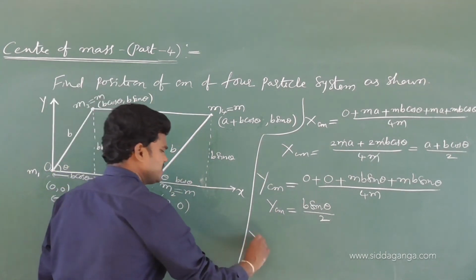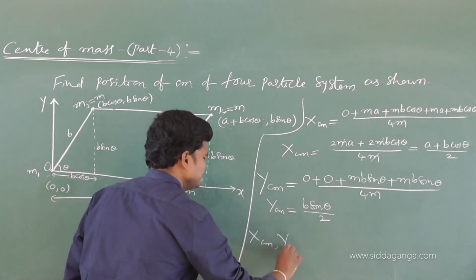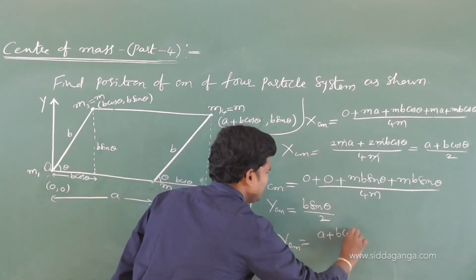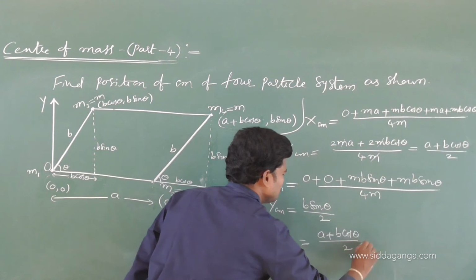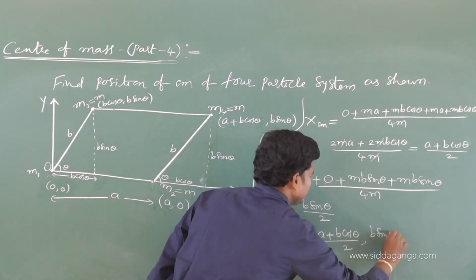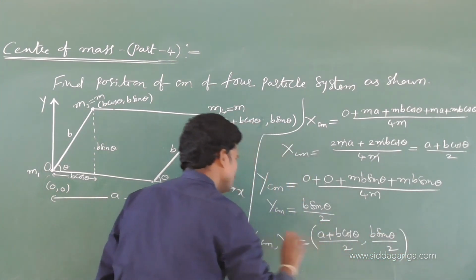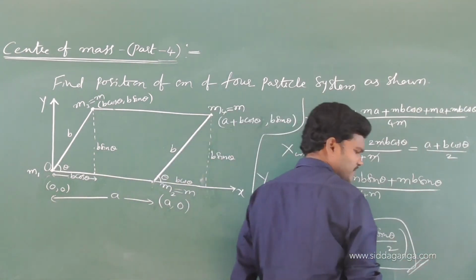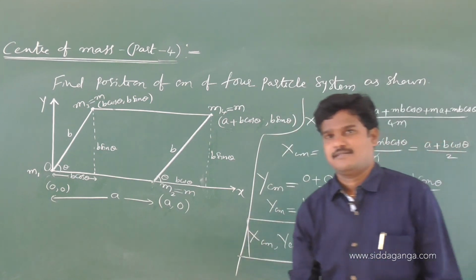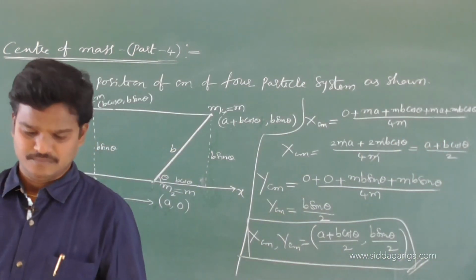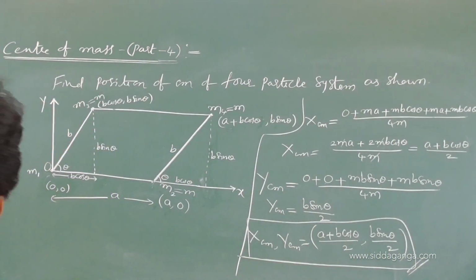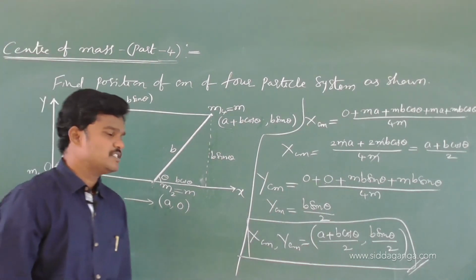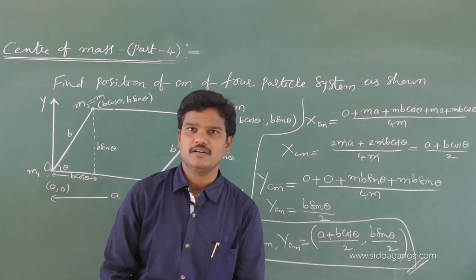Now what are the coordinates? XCM and YCM are A plus B cos theta by 2, B sin theta by 2. So these are the coordinates for this system. Okay, so this is also somewhat better question today. A plus B cos theta by 2 and B sin theta by 2.